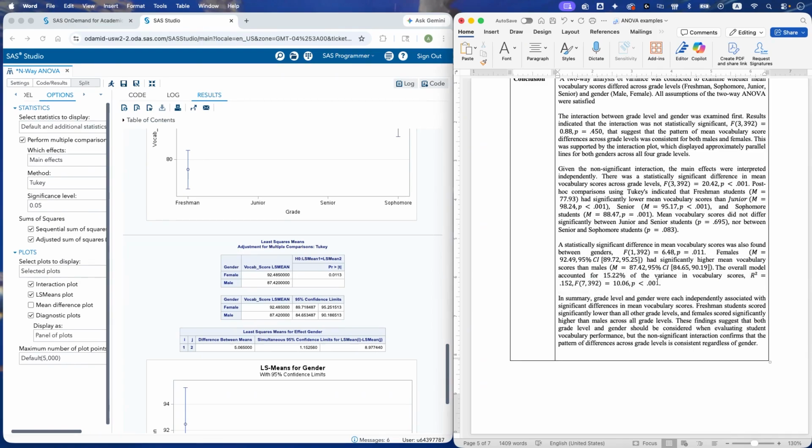Finally, we summarized what we found, just in plain English. Grade level and gender were each independently associated with a significant difference in the mean. Because we didn't have an interaction term, the word independently is important. There is no interaction term. And we talked about, again, the freshmen scoring lower than others and so on. So we just repeated this without the stats and metrics. So this is everything about two-way ANOVA.